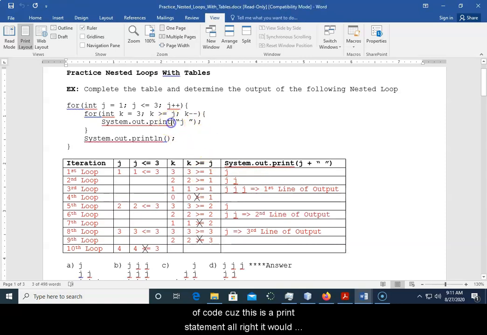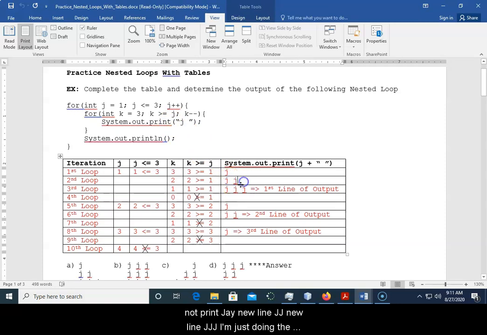Because this is a print statement, all right? It would not print j, new line, jj, new line, jjj. I'm just doing the exact steps. So this is the line that would actually print.